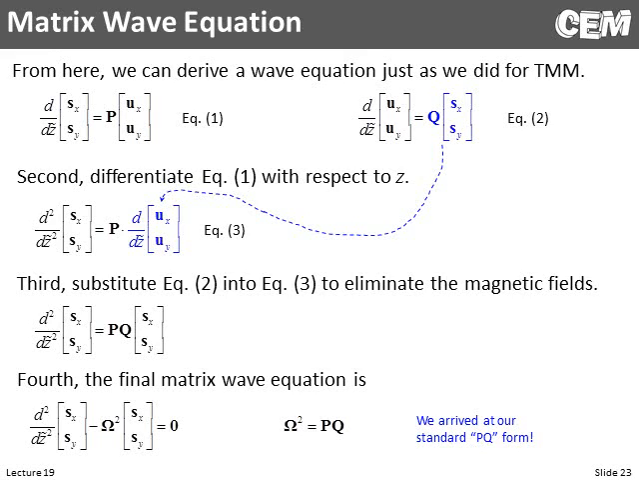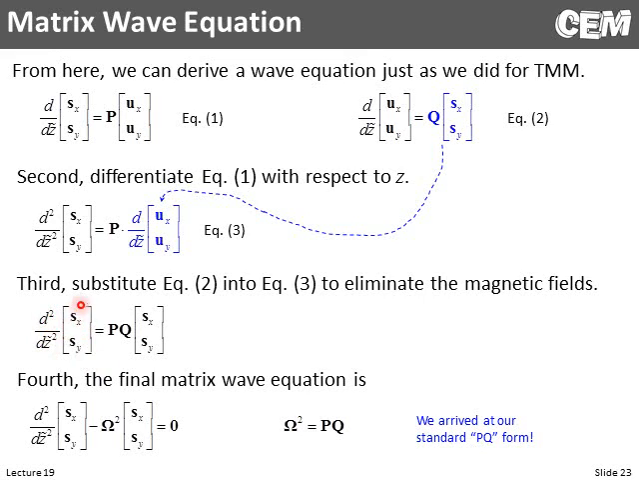Now we're in a good position to derive a matrix wave equation. So we'll start with equation 1 that has the P in it, and we'll take a derivative with respect to Z. We already have a first order Z derivative, so that becomes a second order Z derivative. P is not a function of Z, so in fact it comes to the outside of the Z derivative, but now notice we have the derivative multiplying the magnetic field components. Well, our second equation, which had Q in it, had an expression for the derivative of the magnetic field components. So instead of saying the derivative of the U's, it's just Q times the S's. So we'll take this expression, plug it in here, and here's where we end up.